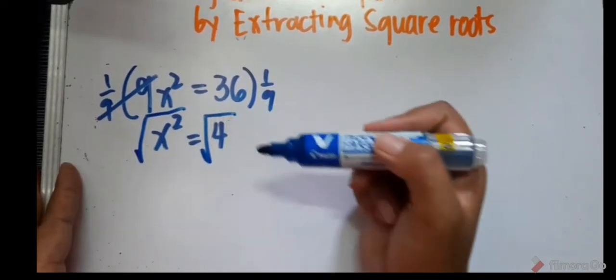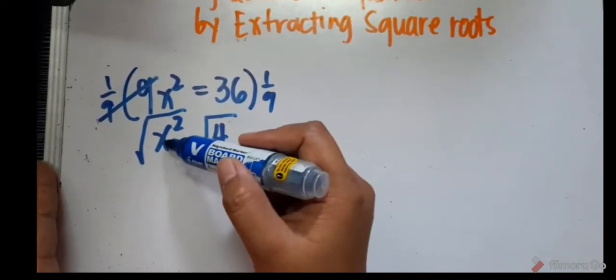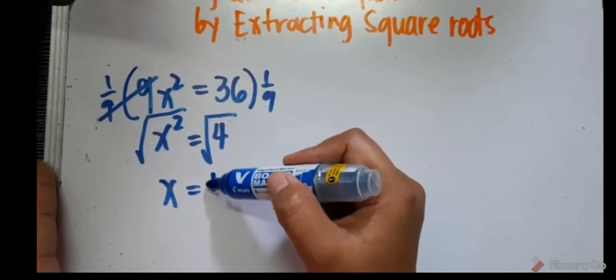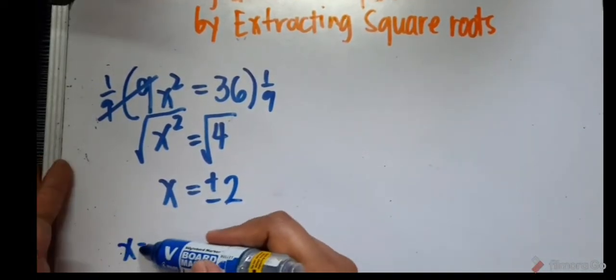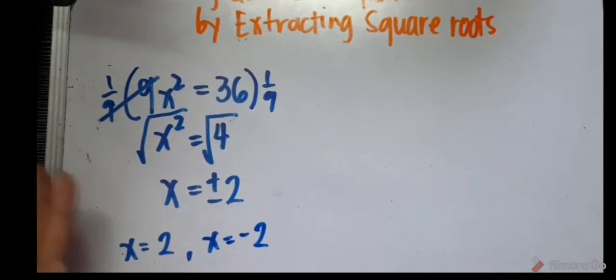Okay, so we now have x squared is equal to 4. We apply extracting square root. So the square root of x squared is x. And the square root of 4 is, of course, positive and negative 2. So the roots that we have are positive 2 and negative 2.